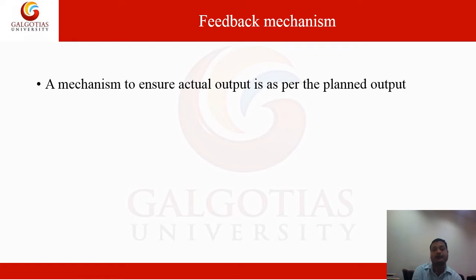in the production unit, or we will withdraw some workers from the production unit, or you will provide better quality raw materials there in the production, so that we can make an output as per the plant output. So this is what actually a feedback mechanism does.